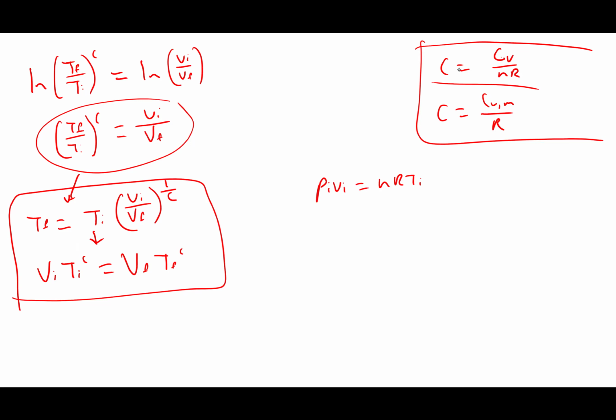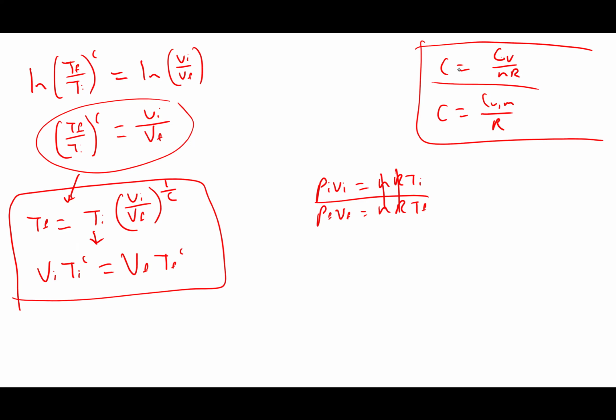That's always going to be true, whether it's final or initial. And since n and R are both constants, what do we see? We see that PIVI over PFVF is equal to TI over TF, which is just putting the ratio of the ideal gas law, basically.